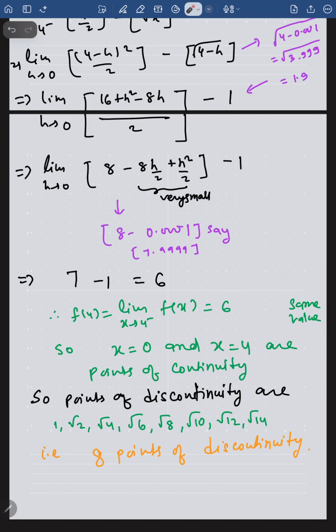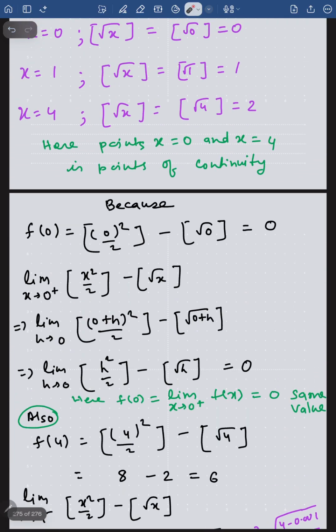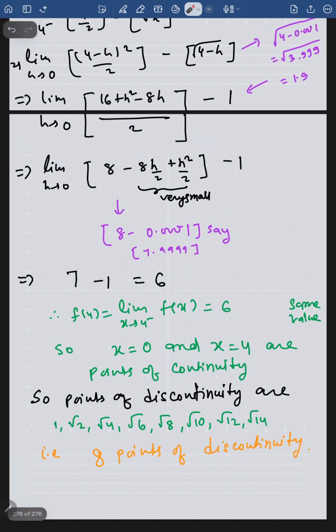So we will remove these points and we will include 1 from the second one. Because here we have got 0, 1 and 2 at which this function takes integral values, so we will take 1 only, because 0 and 4 are neglected because of continuity. So our points of discontinuity are 1, root 2, root 4, root 6, root 8, root 10, root 12, root 14. So 8 points of discontinuity.